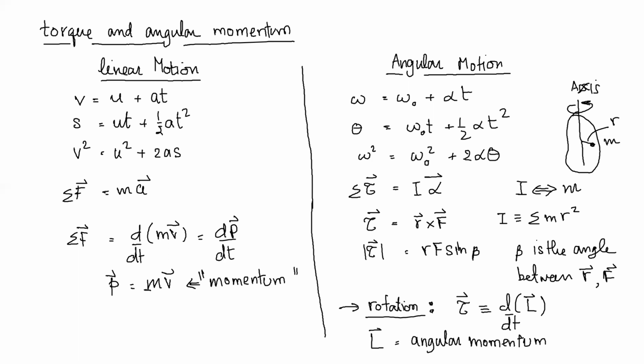So in angular motion, we define angular momentum as the result when you have a force on an object. By the same definition, the torque is equal to the rate of change of angular momentum.